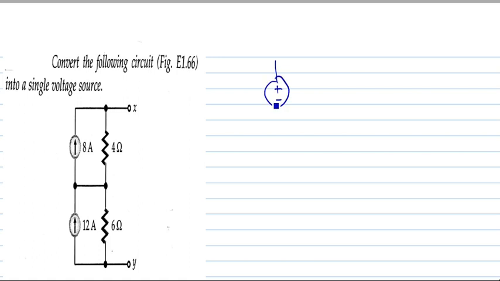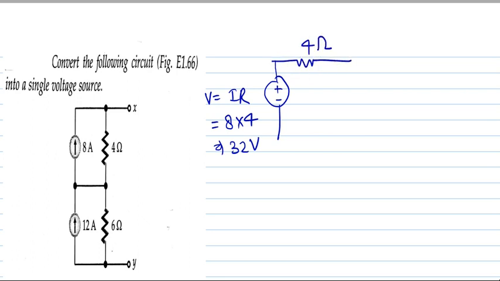So here we will have plus minus V is equal to I into R. So here I is given as 8 and R is given as 4. So here it will be 32 volt. And in series we will have a resistance that is equal to 4 ohm.